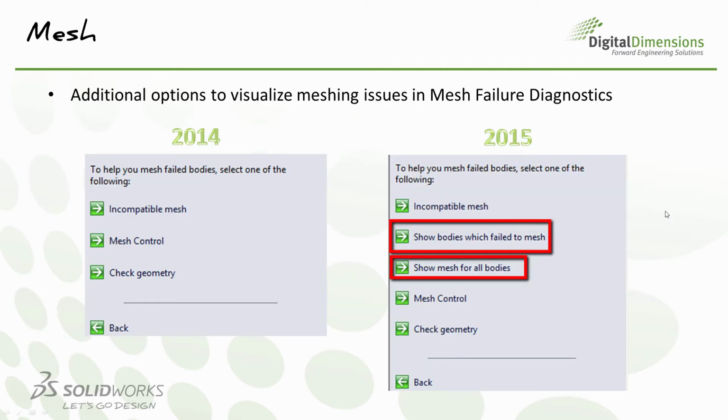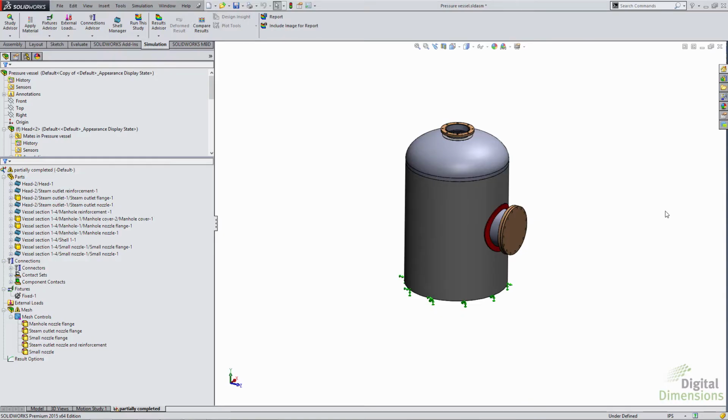All right, let's continue our conversation with talk about the mesh and some new mesh abilities with 2015. Whenever you're having trouble meshing a certain body, the mesh failure diagnostics tool has been key in helping to proceed with resolving your issues with the mesh. In 2015, we've added 2 additional options to help with your meshing problems in your simulation studies. Let's take a look at this example.